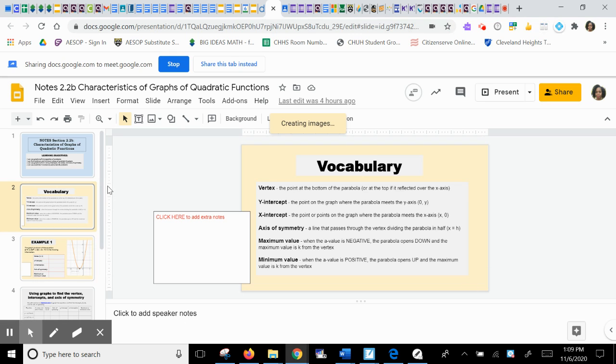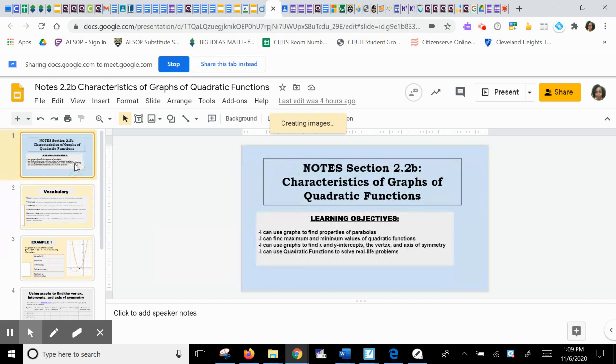Okay, so I'm going to go over the notes that we started on the other day. Let me go back a slide. So this is characteristics of graphs of quadratic functions. You're going to need to use Desmos to go through all of these. Okay, Desmos is your friend.